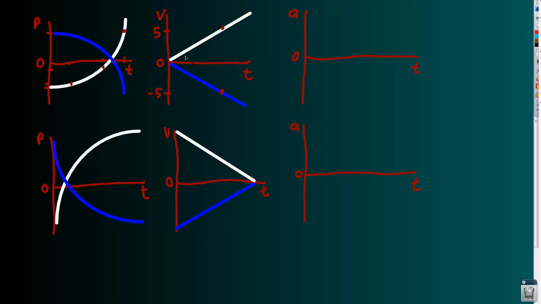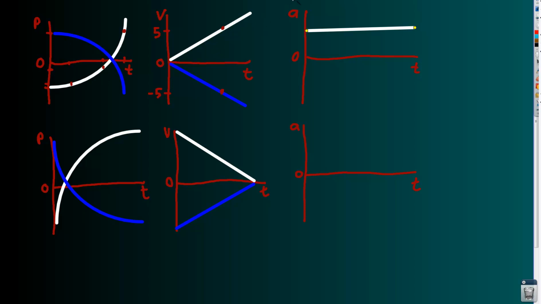We're moving towards more positive velocities. So back up here, we're moving towards more positive velocities. And because of that makes our slope positive. Our acceleration has to be positive. And that would look like this. Now, why is it flat? Why is our acceleration not increasing or decreasing? Because the slope of our velocity graph is not changing.